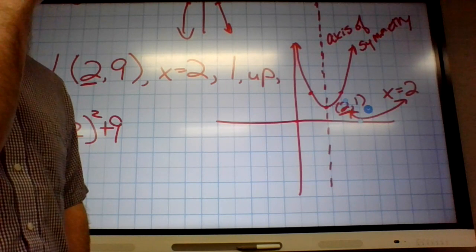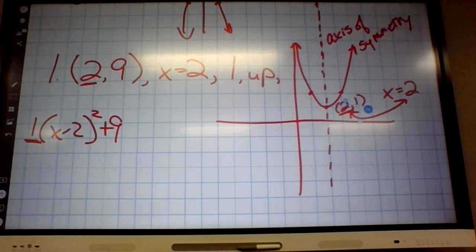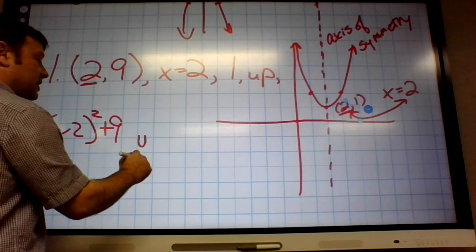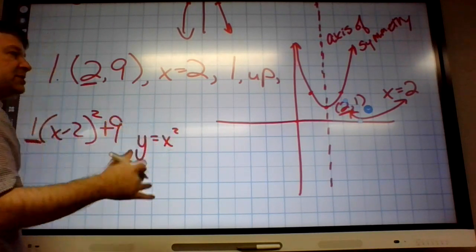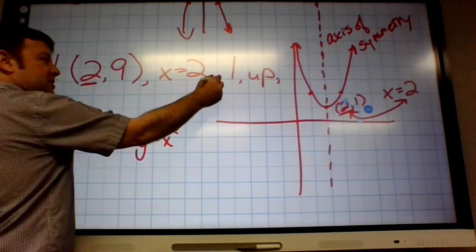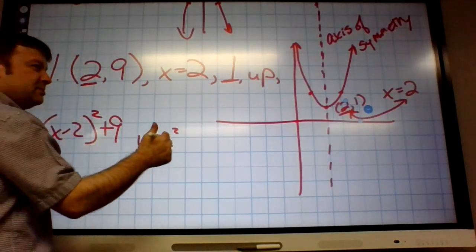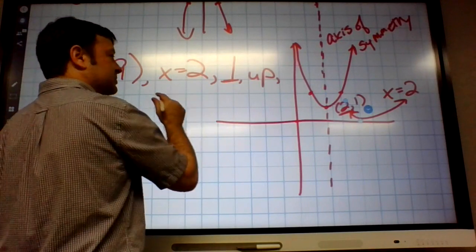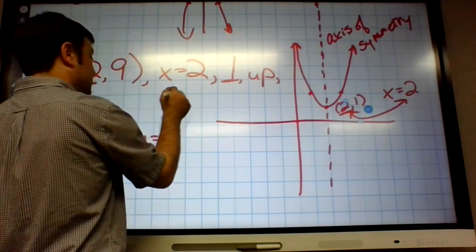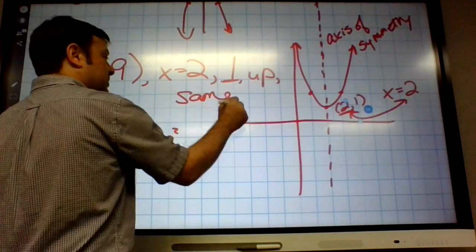Okay, how does this compare to a normal y equals x squared parabola? It's the same steepness. Because basically if A is 1, it's not going to go up any faster or slower than normal. So I'm going to put it down there: same.